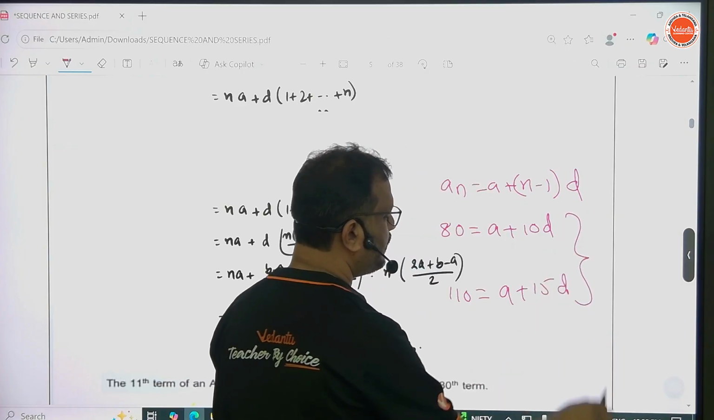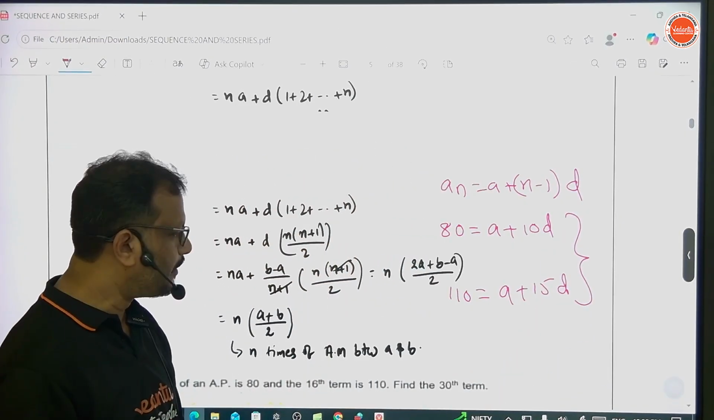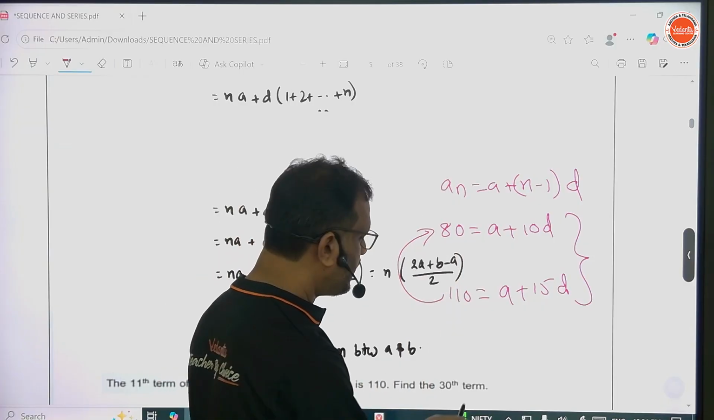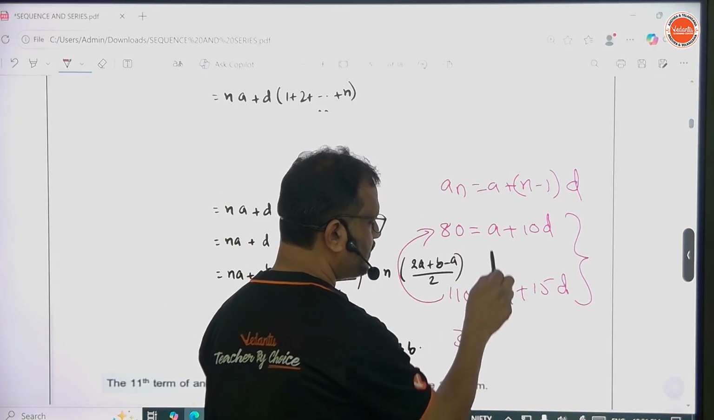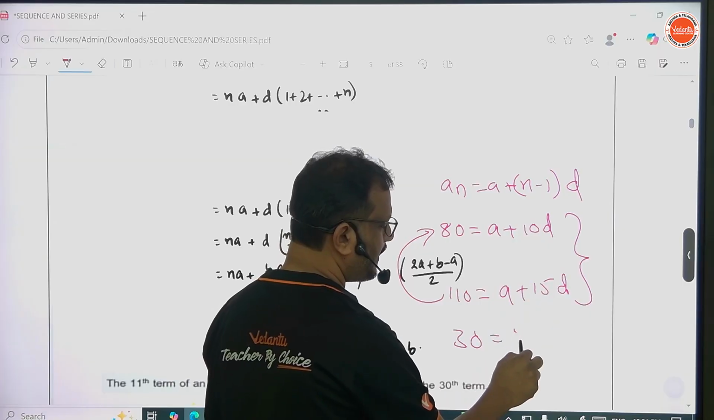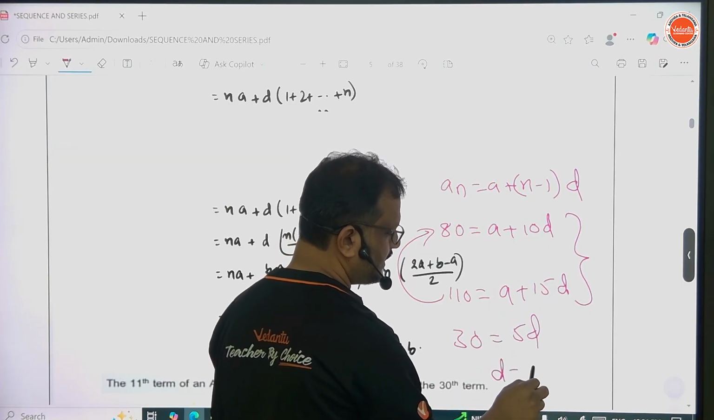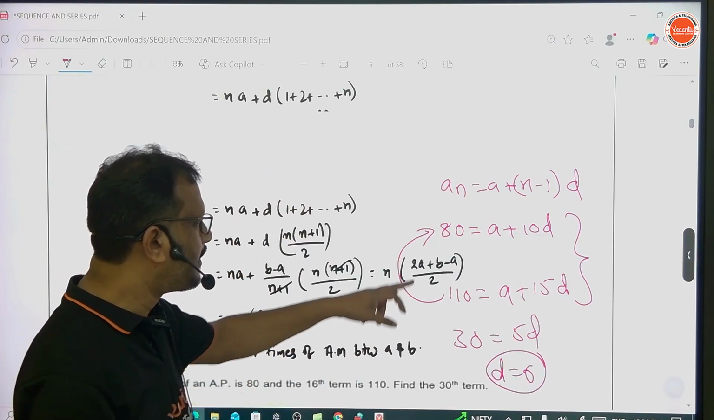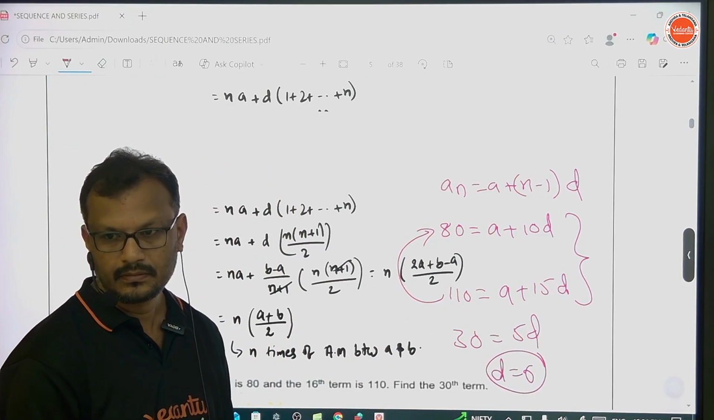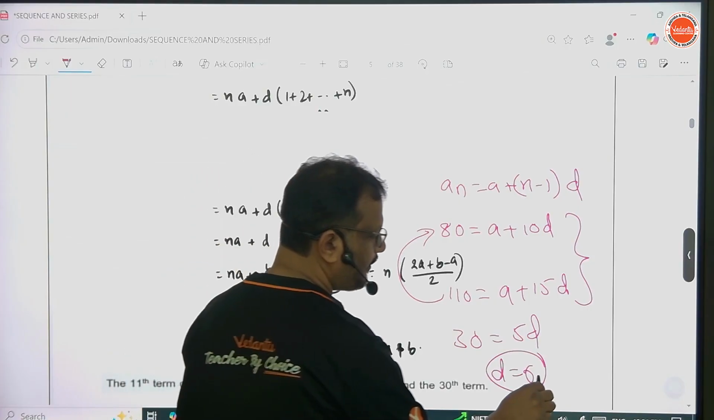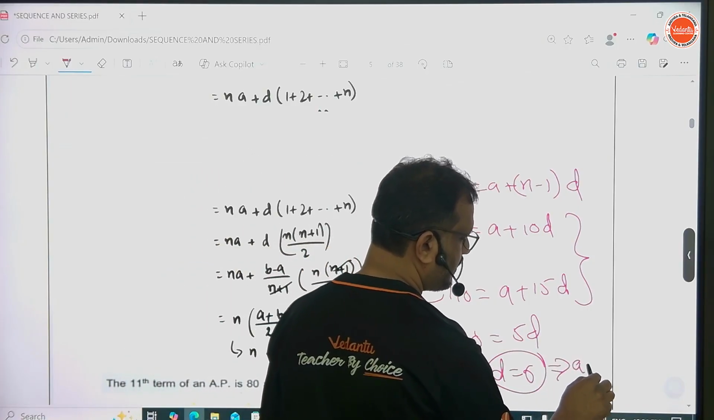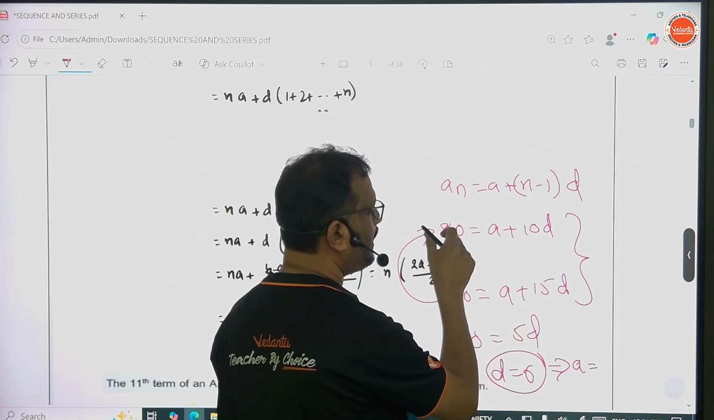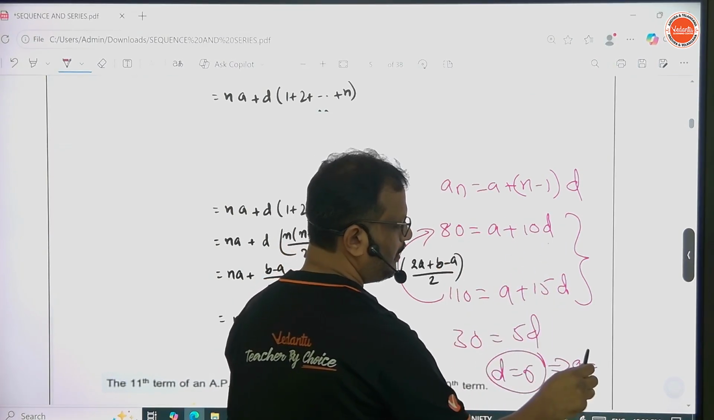Just simplify these two equations. What is the difference of these two terms? 110 minus 80 is 30. So 30 equals, the difference of the A's is 0 and the difference of the d terms is 5d. So therefore d equals 6. Just substitute d equal to 6 in any one of these two equations and you get the A value. D equals 6, so 10d is 60, and 80 minus 60 is 20. So you get A equals 20.